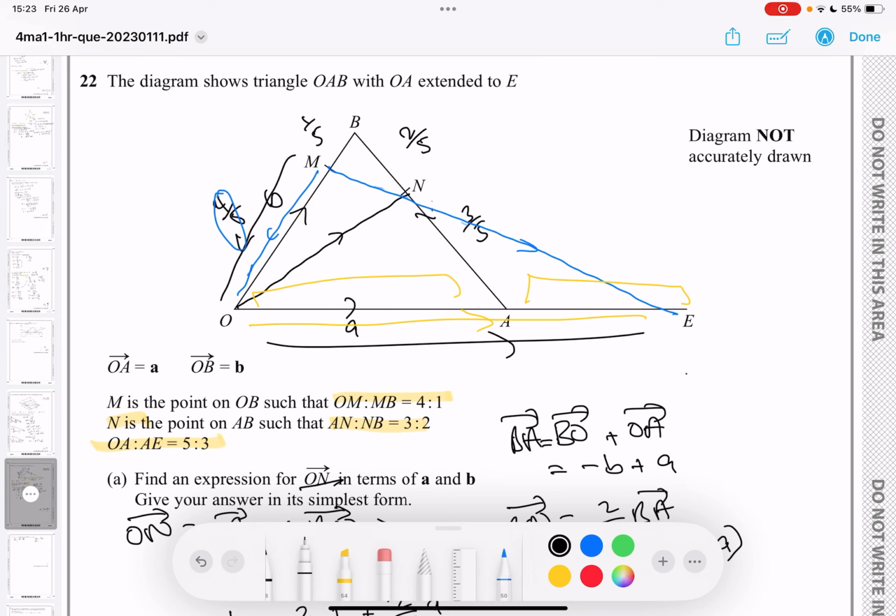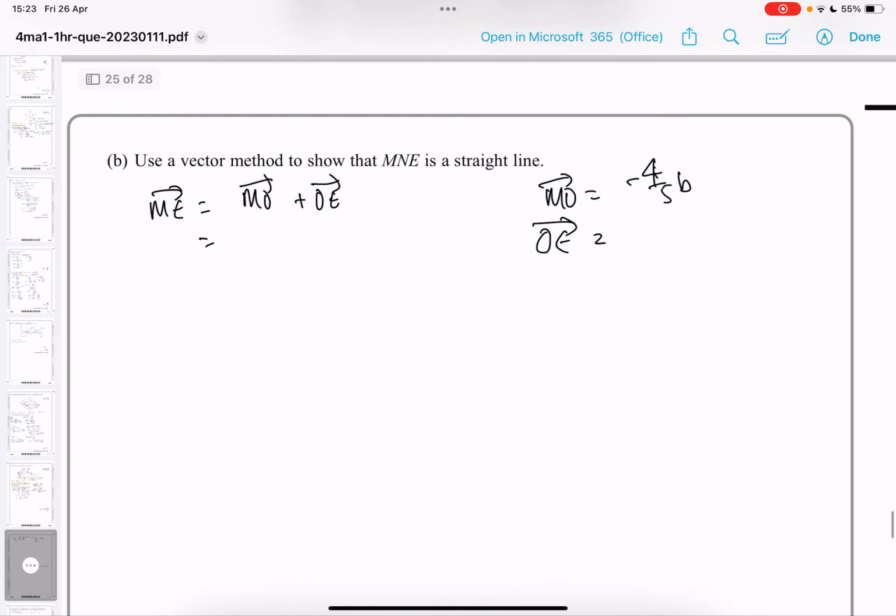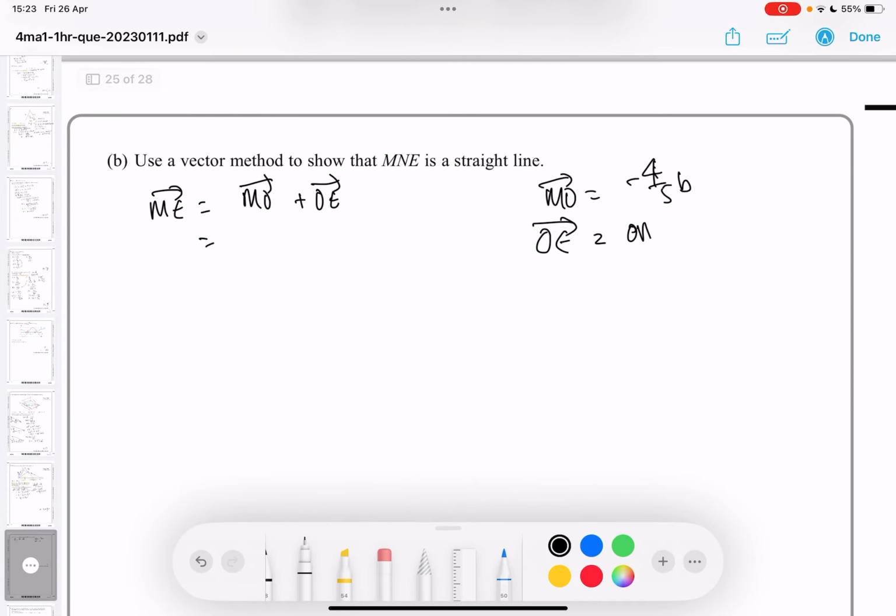Okay, because that's the ratio. It's a 5:3 ratio. So if that's A, then that's going to be 3/5 of A, because we're dividing both sides by 5. So OE, we can write, is OA plus AE, which is A plus 3/5 of A. In other words, 8/5 of A. Okay? So OE is 8/5 of A.